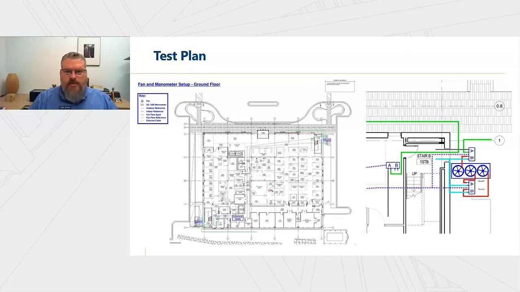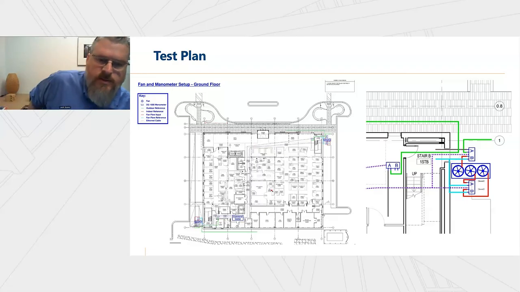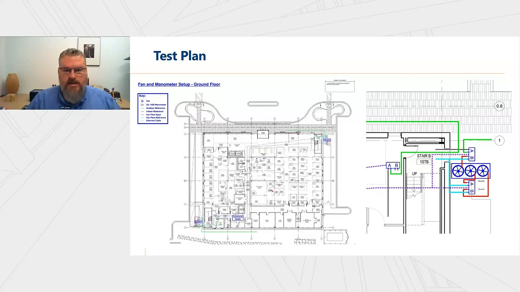This is an example of a sheet from a test plan. Typically, at least the way we like to do ours, and I think a lot of testing agencies do it this way, we want to lay out exactly where the equipment is going to go ahead of time, and make everybody that's part of the testing aware of that.